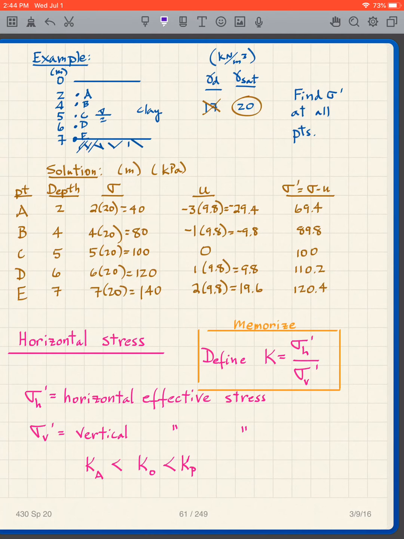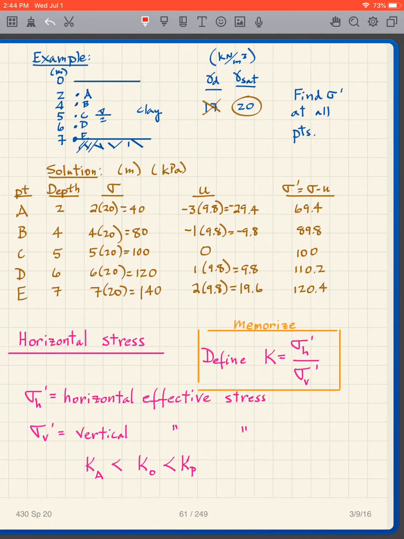And I just showed you how to calculate it. Okay, here's an example of this. So I have a clay. There's my water table right there at 5 meters. Now, what I want you to do is say, okay, this is all going to be saturated here. So when I do my problem, I cross off my gamma D because nothing is dry, and I just use the saturated.